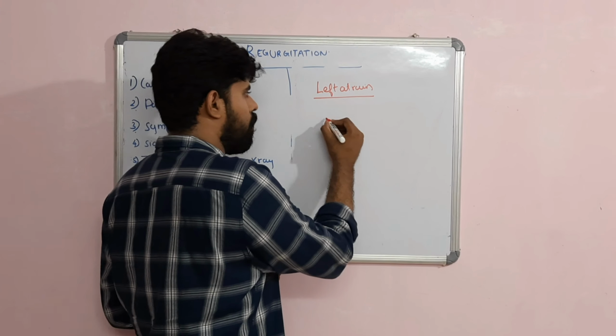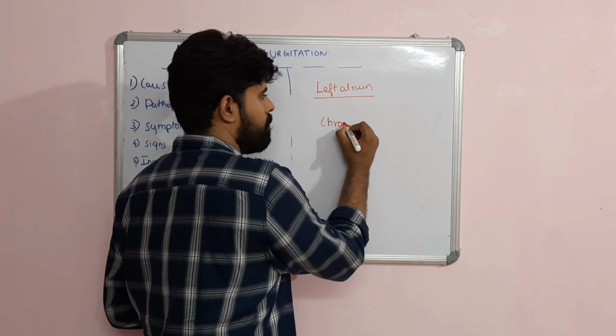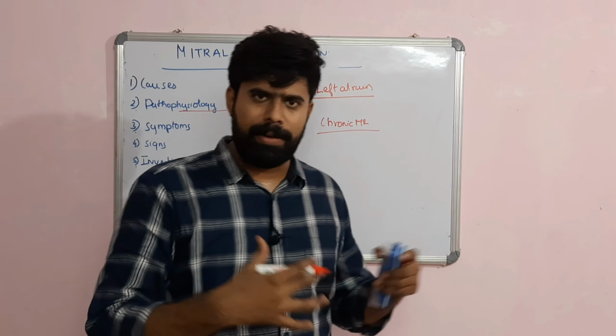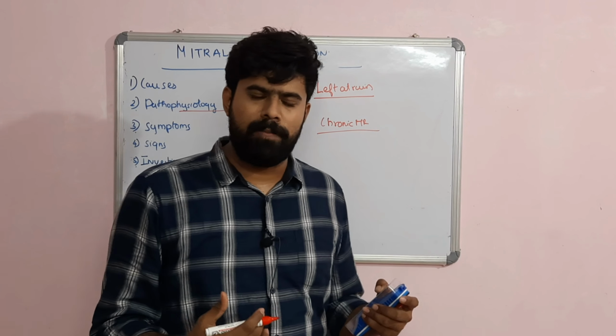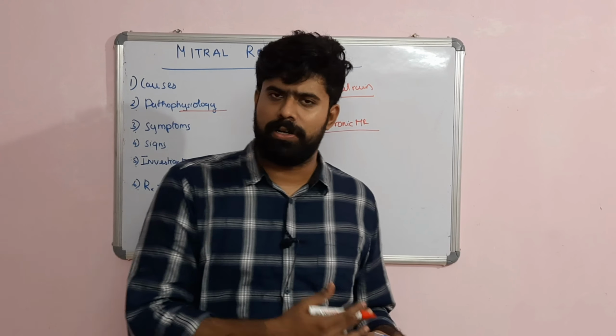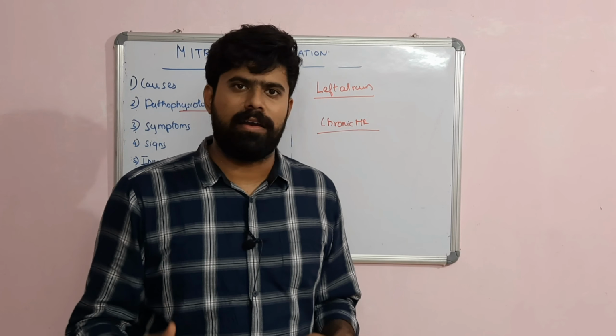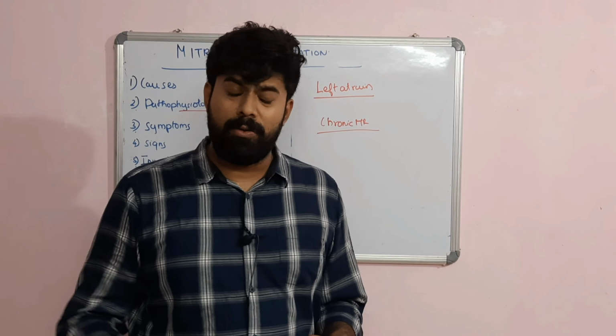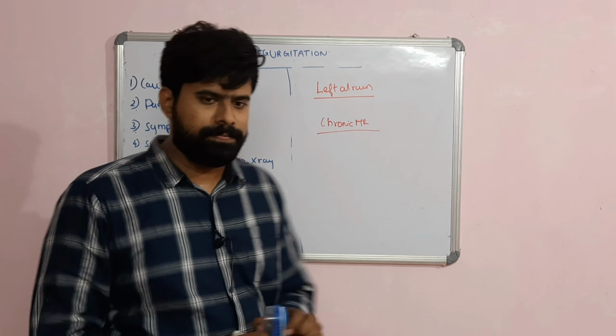Whereas in the case of chronic MR, as I said earlier, the left atrium dilates, so it can accommodate more volume of blood. So the patient doesn't go in for an acute increase in the pulmonary venous pressure or pulmonary hypertension. That doesn't occur earlier. So LV failure will be more common in acute MR. It won't be that common in chronic MR.